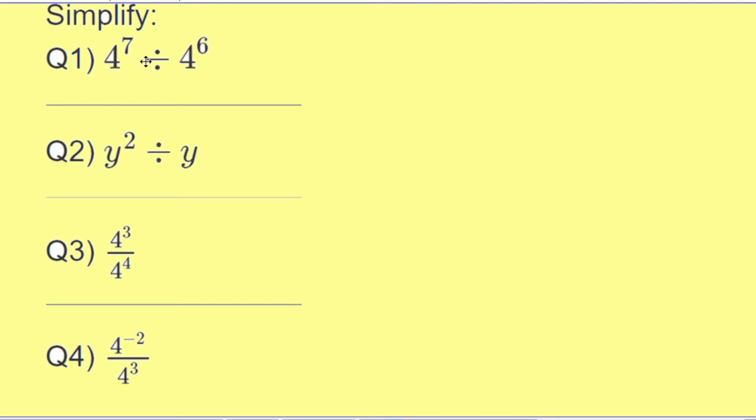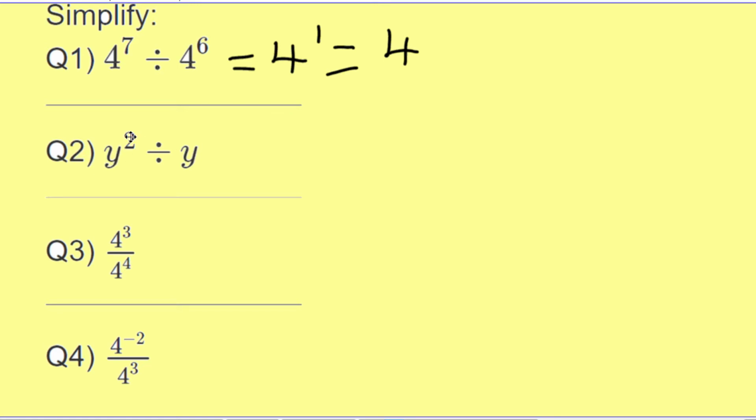So 4 to the power of 7 divided by 4 to the power of 6. When we're dividing two numbers with indices, we subtract the powers from each other. So this is going to be 4 to the power of 7 take 6 is 1. So 4 to the power of 1. And we saw on the last part, we can just write that as 4. Any number to the power of 1 is just the number itself.